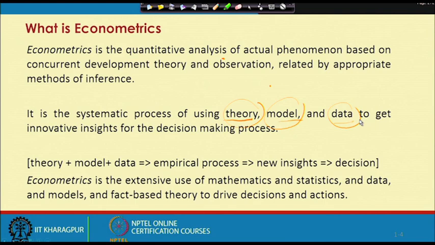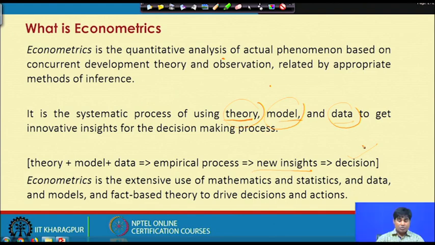And so, technically it is the integration of theory, then model, and data. So, this is a kind of empirical process altogether, and then we will get some kind of new insights, and those new insights will help you to go for some kind of decision making process.